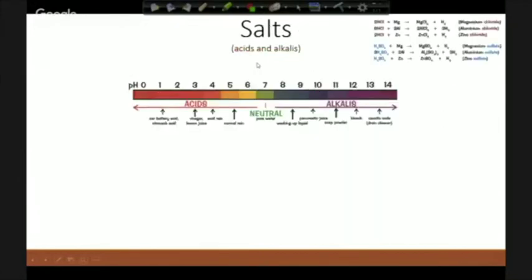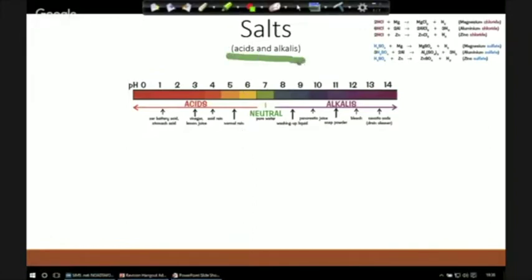Finally, before we get on to the electrolysis part, we're now going to look at salts. Now, this encompasses quite a few different parts of the course. We're going to start off really simply, by looking at acids and alkalis, and we're going to start looking at our different indicators and how we can look at particular different parts.